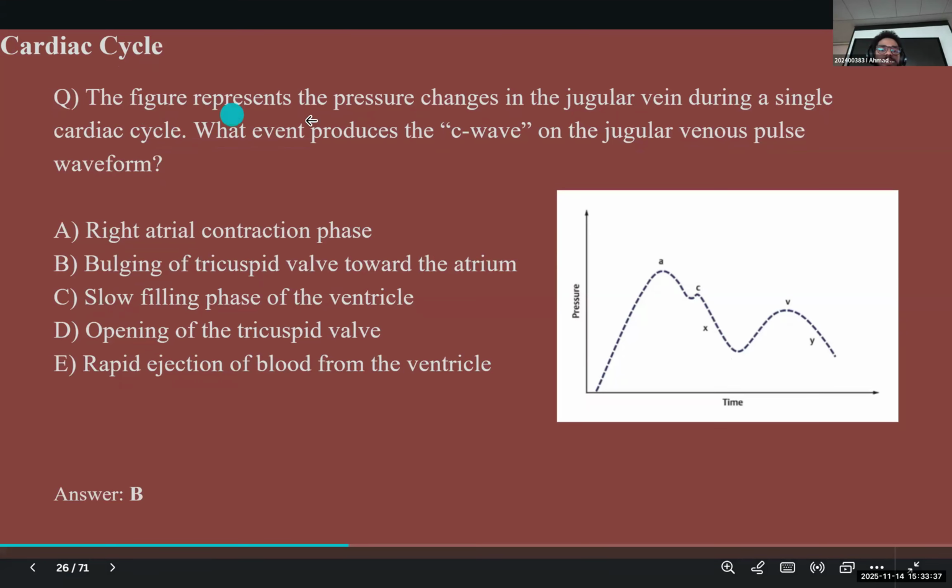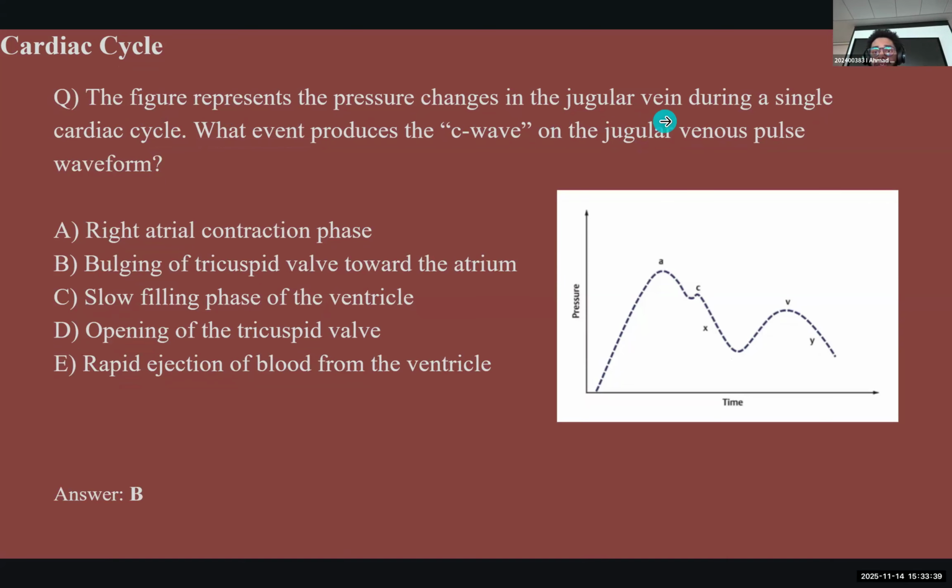Let's read the question. The figure represents the pressure changes in the jugular vein during a single cardiac cycle. Which event produces the C wave on the jugular venous pulse waveform? Our options: right atrial contraction, bulging of the tricuspid valve, slow filling phase of the ventricle, opening of the tricuspid valve, and rapid ejection of blood from the ventricle. As you said, the answer is B.